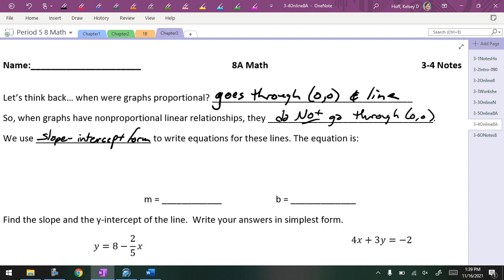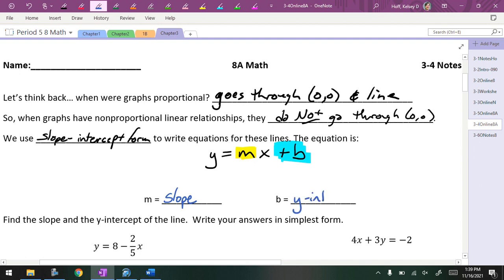Slope intercept form is a form that you are going to get very familiar with because it shows up in a lot of your classes, your math from here on out. The equation for slope intercept form is y equals mx plus b. M and B are your important pieces of this equation. M stands for, what has M stood for in the past? M is slope. And B is your y-intercept.